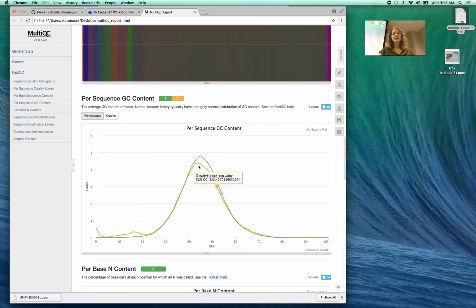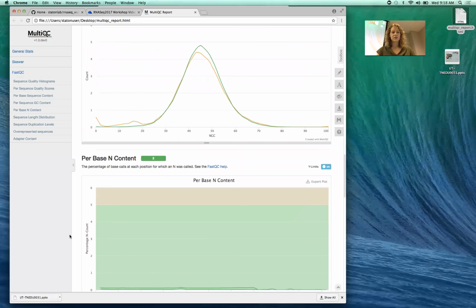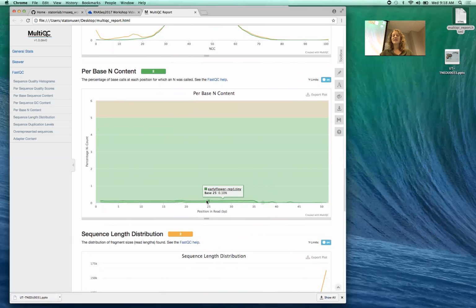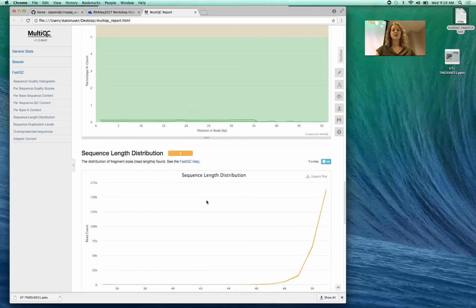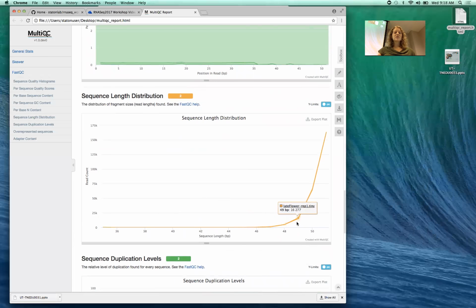Our GC content is pretty consistent between the 2 samples, nothing super wacky going on. We don't really have any Ns, so we don't see a sample where lots of the bases were called as N, which would indicate some major sequencing failure. Our length distribution, again, most of our reads are quite long. We started at 51 bases. They have not been trimmed down to 25 bases or 20 bases long, so that's good.